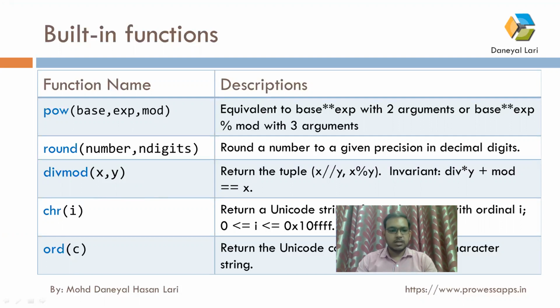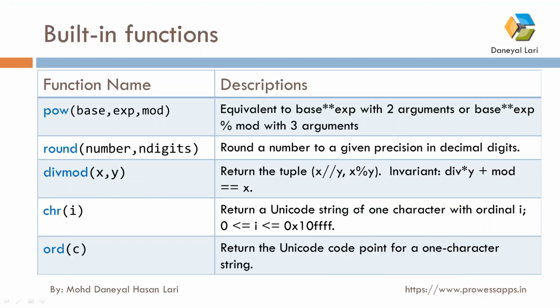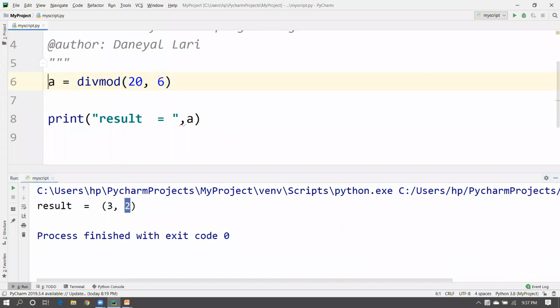Another function is called chr. The chr function returns a Unicode string of one character with ordinal i, and the range must be this one. As we know, Python understands the Unicode standard, so if you pass any Unicode value, you will get the equivalent character. So what does this mean? Just look here.